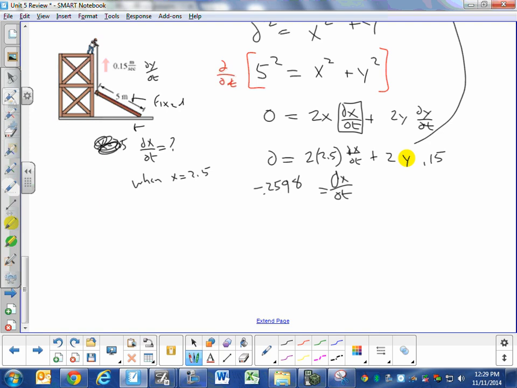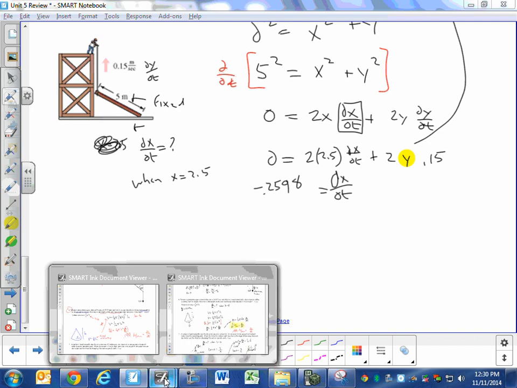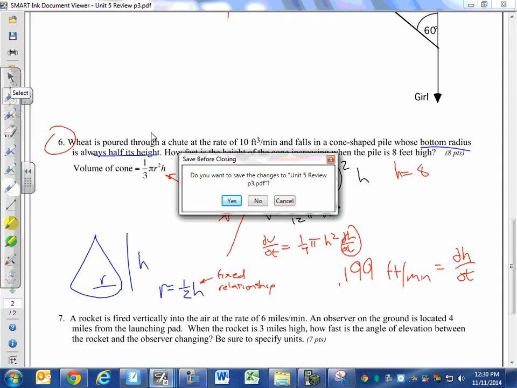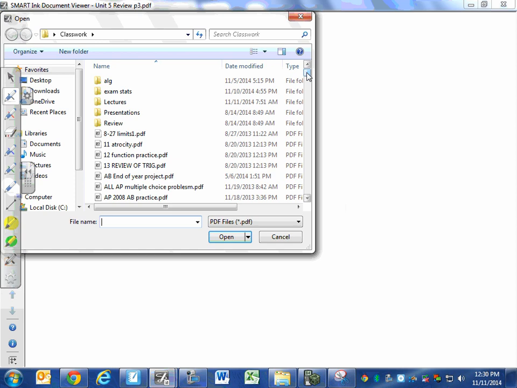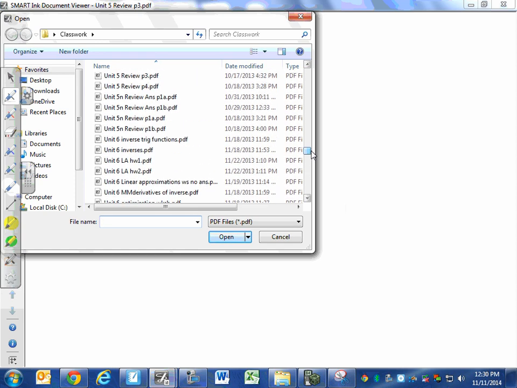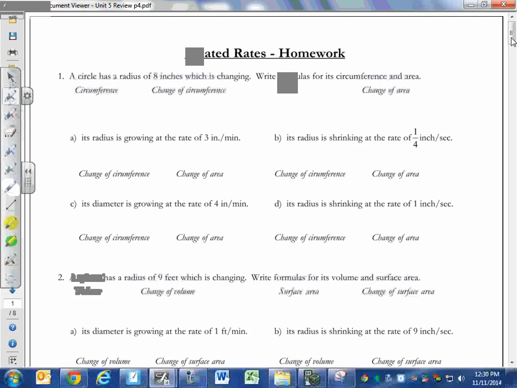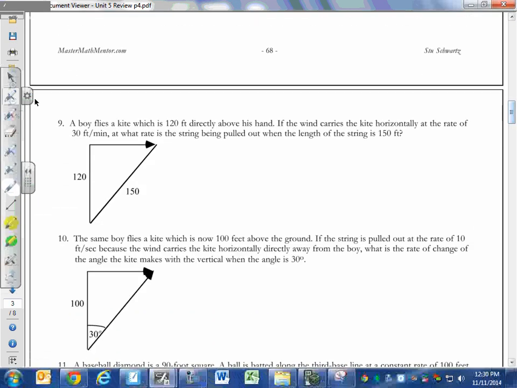Let's go to problem number 9, the second 9 with the boy flying the kite. Do this problem.